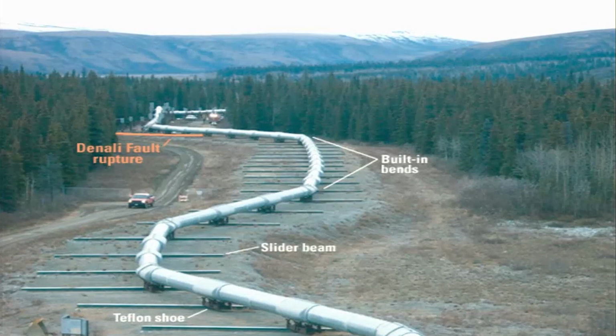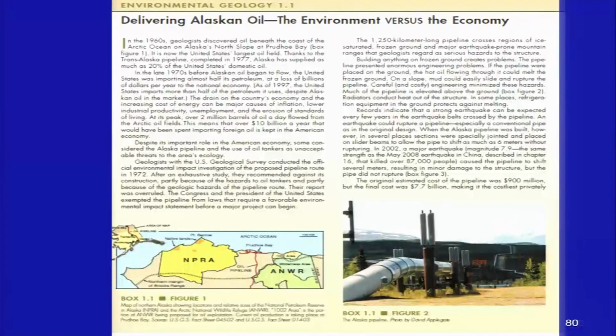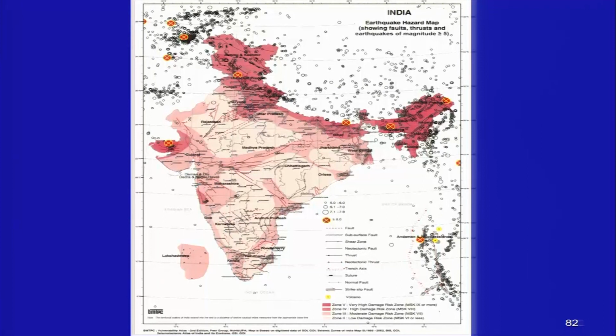This is the photograph taken after the earthquake, where you can see clearly the zigzag form of the pipeline, which was because of the fault movement, and of course also due to the ground shaking. So the pipe was made flexible, the material was differently used, to withstand the movement as well as the ground shaking.